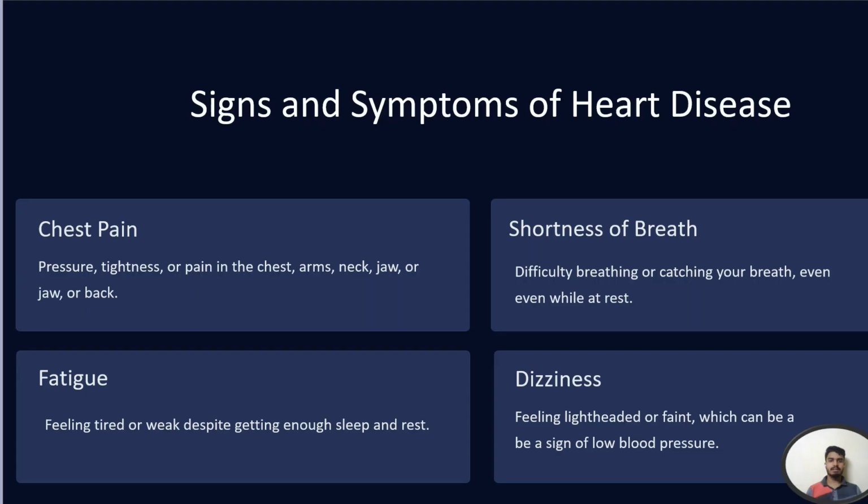The signs and symptoms of heart disease are as follows. Heart disease may lead to chest pain, shortness of breath, fatigue, and dizziness. Chest pain: pressure, tightness, or pain in the chest, arms, neck, jaw, and the back, etc. Shortness of breath: difficulty in breathing. Fatigue: fatigue means we feel tired even after getting enough sleep and enough rest, even after having healthy foods.